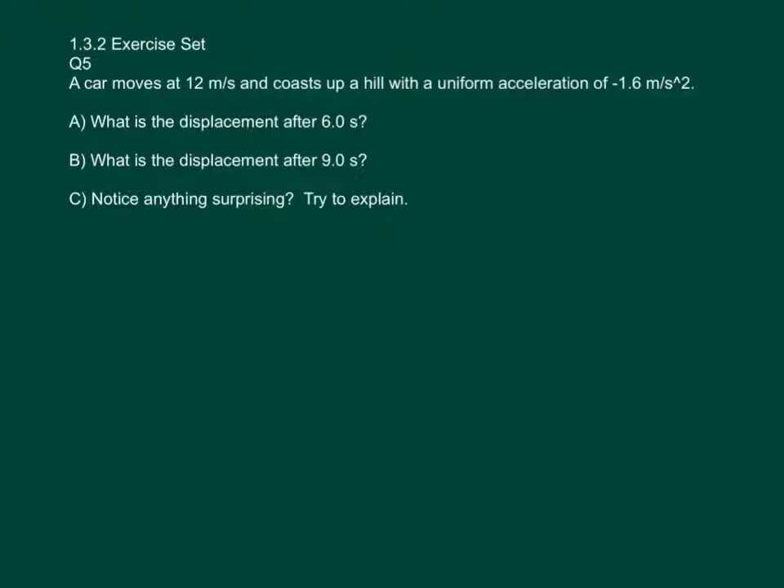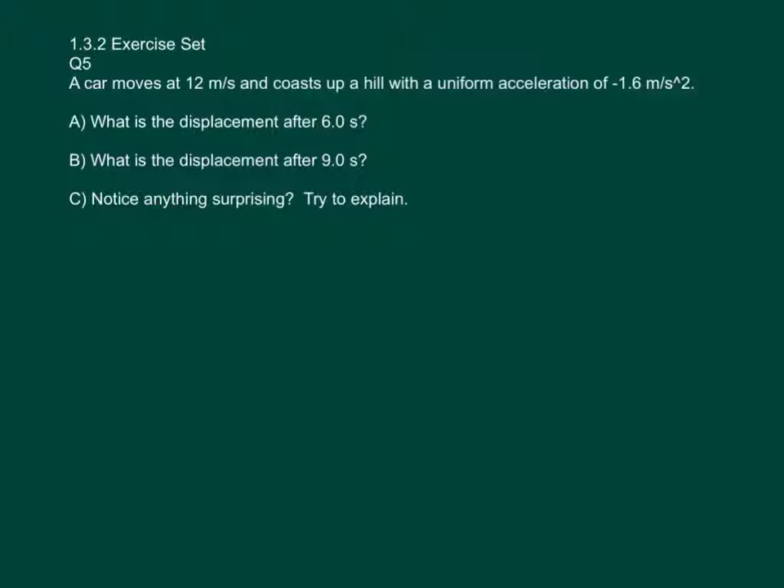That means the vehicle is actually slowing down, because the acceleration is in the opposite direction of the movement of the vehicle. That's what the negative sign always means. So part A of this question says, what is the displacement after 6 seconds? And B is, what is the displacement after 9 seconds? So just changing the T. And notice anything surprising, try to explain.